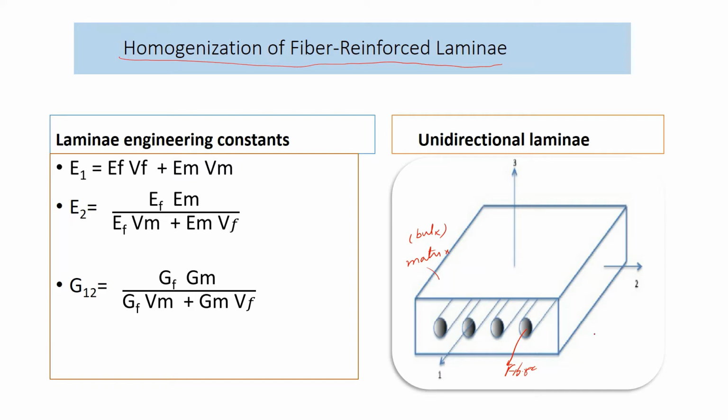So the fiber may have the modulus of elasticity EF, shear modulus of the fiber GF, and Poisson's ratio nu F. Similarly, the matrix would have EM, GM, and Poisson's ratio nu M. And similarly, the volume fraction of the matrix would be VM, and the volume fraction of the fiber would be VF.